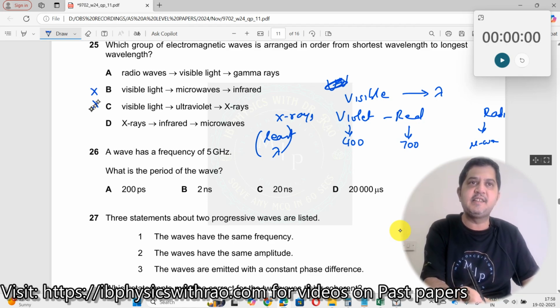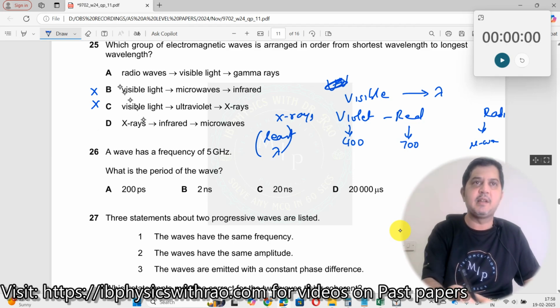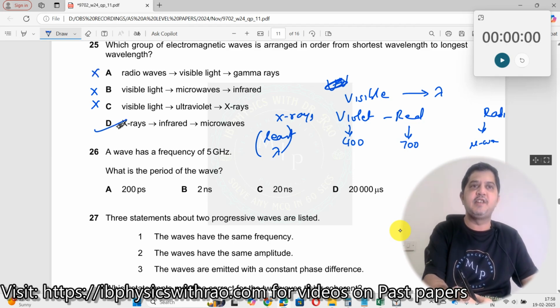So this is incorrect. Radio waves, it's at the other extreme. So definitely it is also incorrect. The only option left here is D. So D is the right answer.